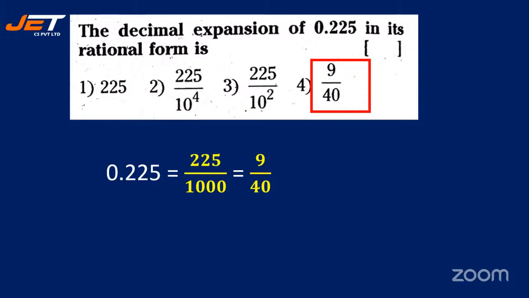How? 0.225 is equal to 225 by 1000, which is nothing but 25 nines, 25 40s, 9 by 40.